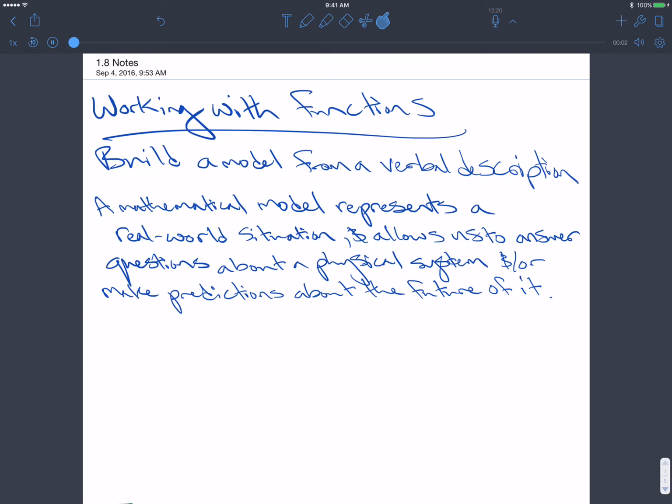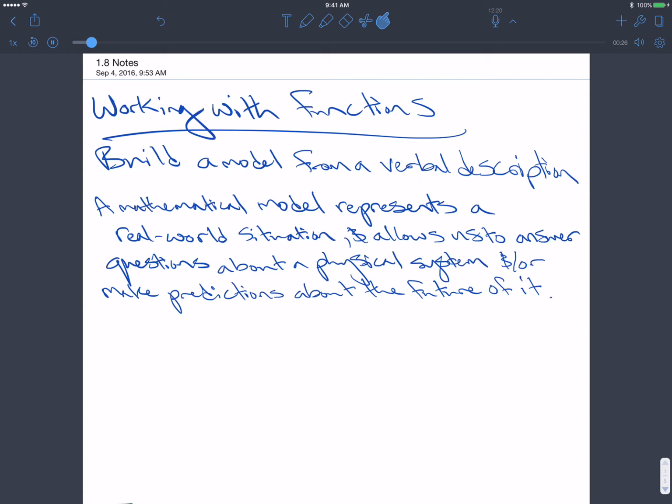Section 1.8 is about working with functions. So what we'll do is we'll build models, specifically mathematical models, from a verbal description of the problem. A mathematical model, as I've written here, represents a real-world situation and allows us to answer questions about a physical system and/or make predictions about the future of it.